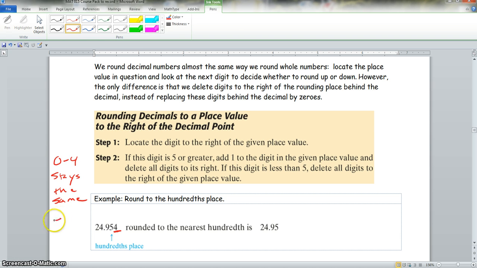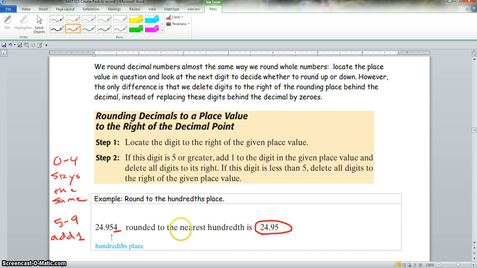And then we know 5 through 9, we add 1. So now this falls in the group of 0 through 4. So that means that this place value stays the same. So it'd be 24.95. We cannot go past the hundredths place in our final answer, which we have here.